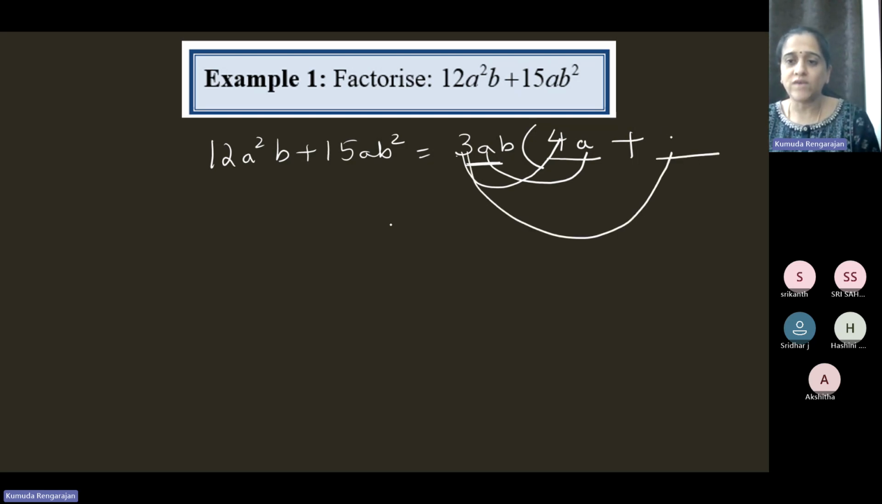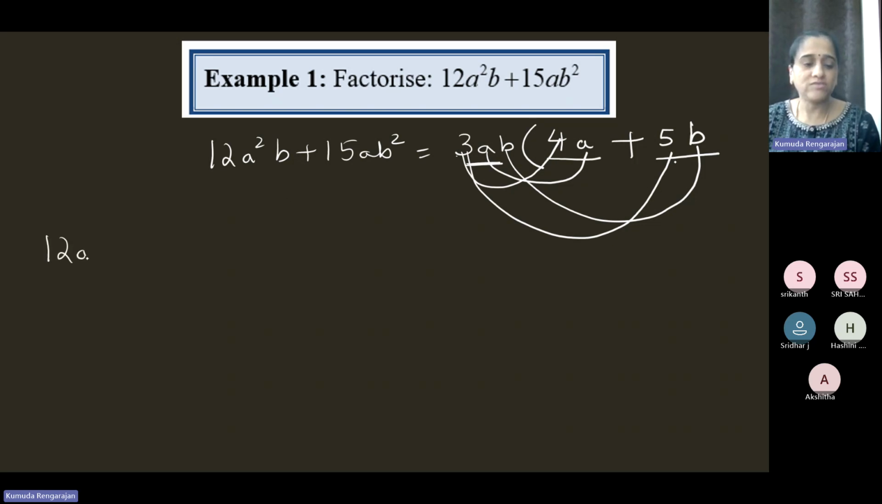Now, something you should write here. 3 into 5 is 15. A is already out there, so nothing. B into B is B squared. So 12A squared B, only one line, only one step, okay? Plus 15AB squared is equal to, can be factorized like this.